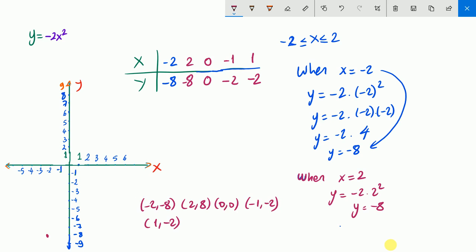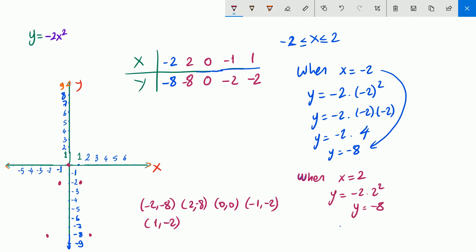What about the second point? 2 and 8. 2 and negative 8, I think it's negative 8. Yes, let's correct it: 2 and negative 8. So at 2, move down to negative 8, it will be here. Yes, it's here, the second point. The third point is 0 and 0, the point is here. The fourth point is negative 1 and negative 2, here. The fifth point is 1 and negative 2, here.